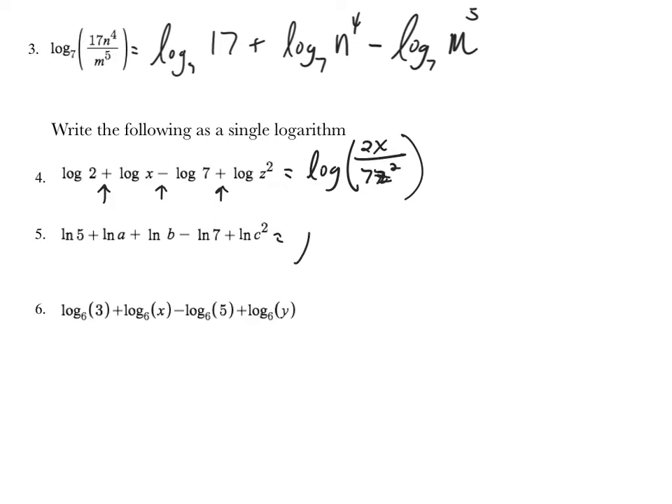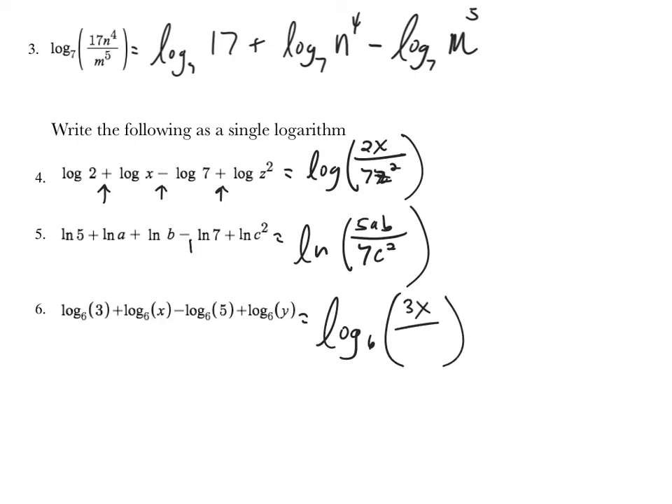Next one, natural log. Open your parentheses, 5ab. We have a minus sign, so that means I need to put a division symbol, 7c squared. And then the third one here, log base 6. Open my parentheses, 3x goes on top, 5y goes on bottom.